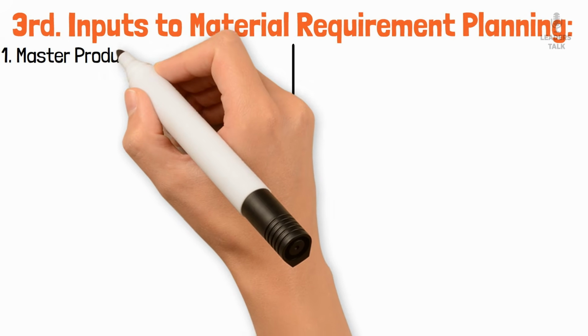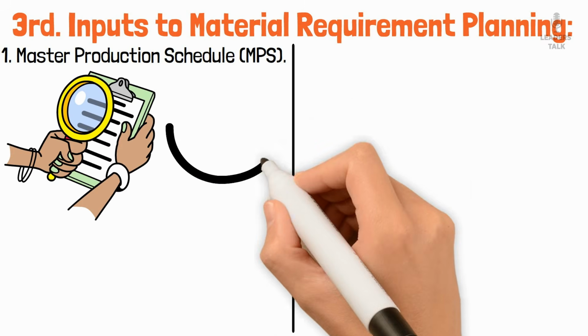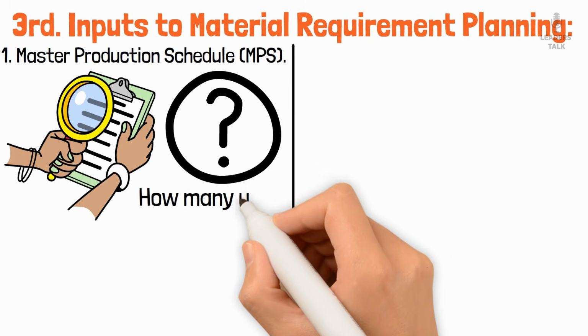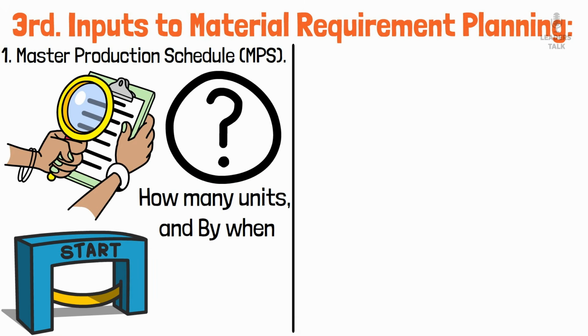1. Master Production Schedule, MPS. This defines production goals: what products need to be produced, how many units, and by when. It acts as the starting point for planning. For example, produce 5,000 units this week.